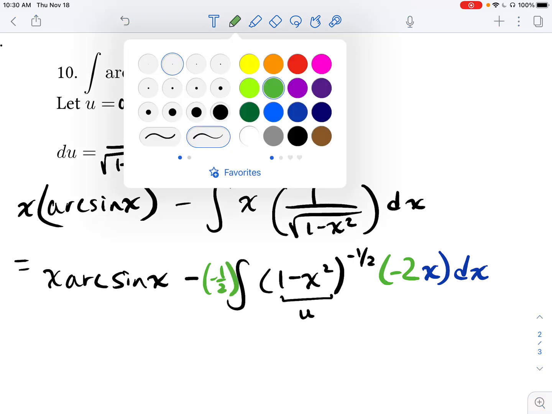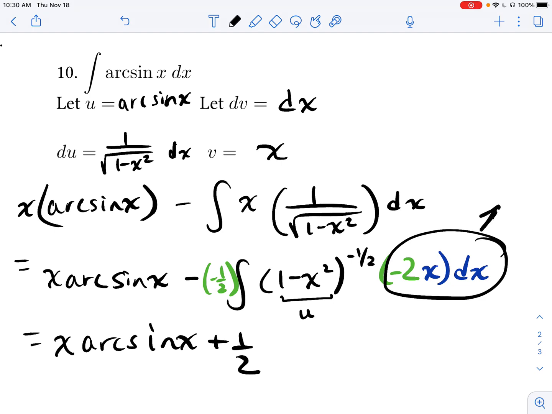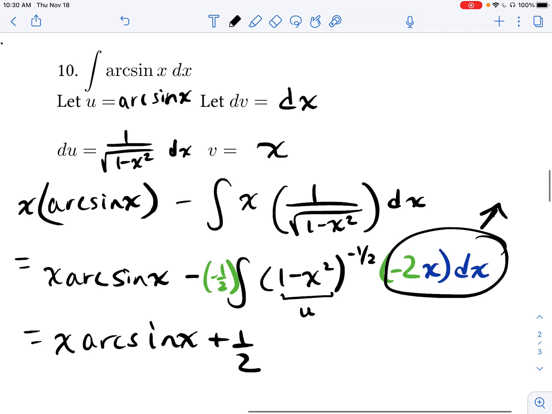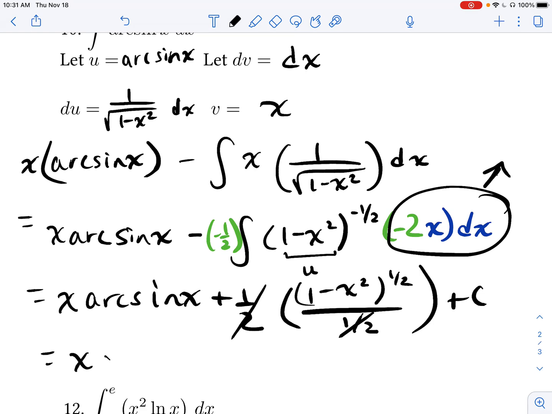So to have that negative 2 in there, I need to also multiply by negative 1/2, which I'll just move to the outside. And once I clean all that up, I've got x arc sine of x plus 1/2 the integral of this. Now that I can do the u sub, or unhook the chain, if you will, I'm going to just get 1 minus x squared to the 1/2, all of this over 1/2 plus c. These divide out, and we're left with x arc sine of x plus root 1 minus x squared, all of that plus c. Okay? All right.